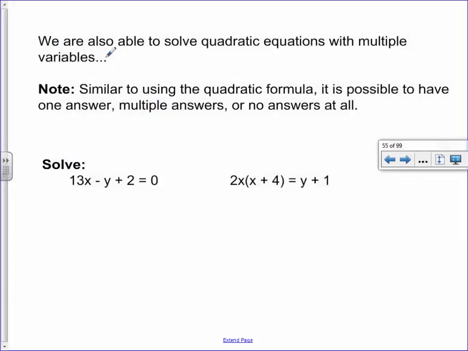So that's my next slide here. We're going to try solving quadratic equations with multiple ones. Similar to the quadratic formula then, we could have one answer. We could have multiple answers, like 2 answers. And it is possible for the answer to be, there is no answer. Is excited? Not really. No. Alright, so let's try it.